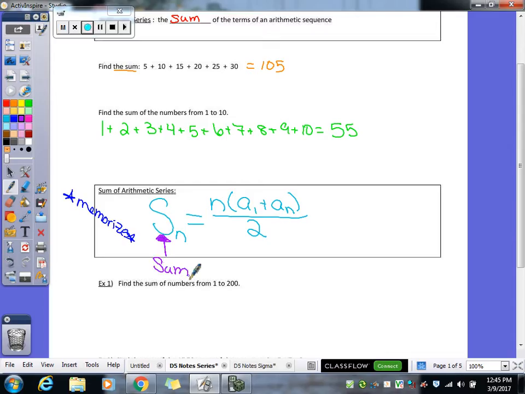So the S represents our sum. What does the n represent? Number of terms. Our a sub 1, that's our first term. And your a sub n in this formula represents your last term. So for example, if they want you to find the sum of the first 25 terms, your last term would be your 25th term. So you just got to make sure you know what that term is.